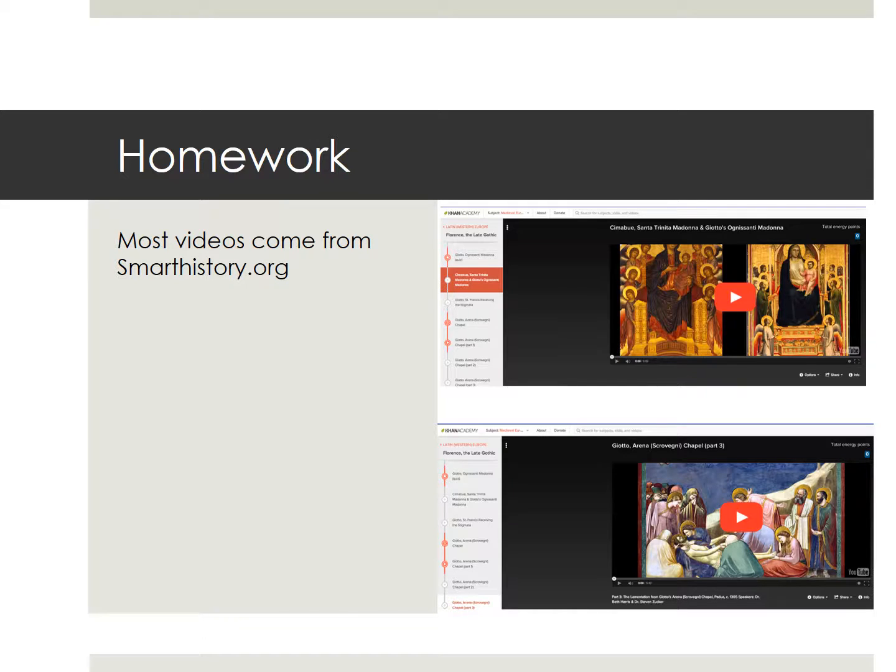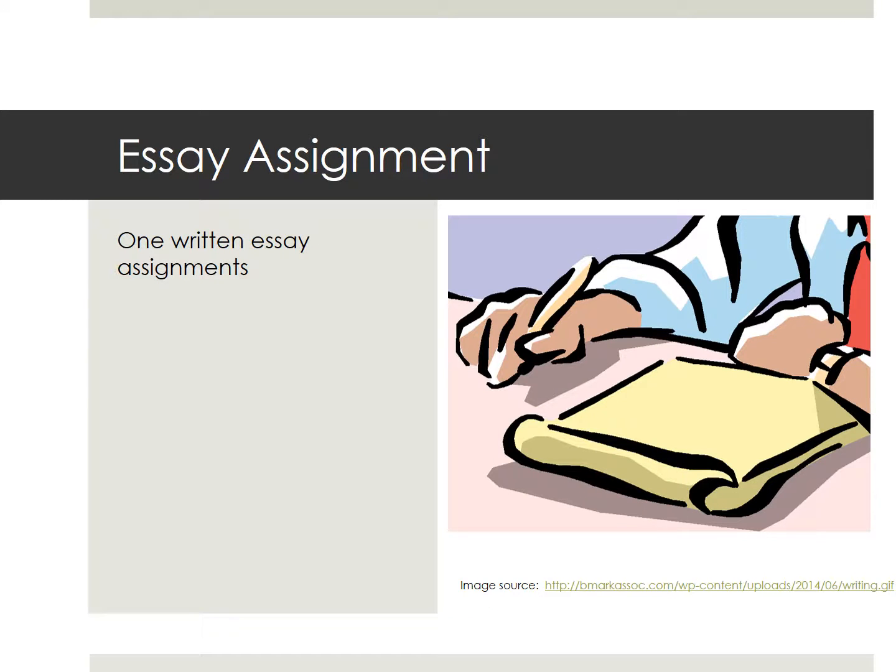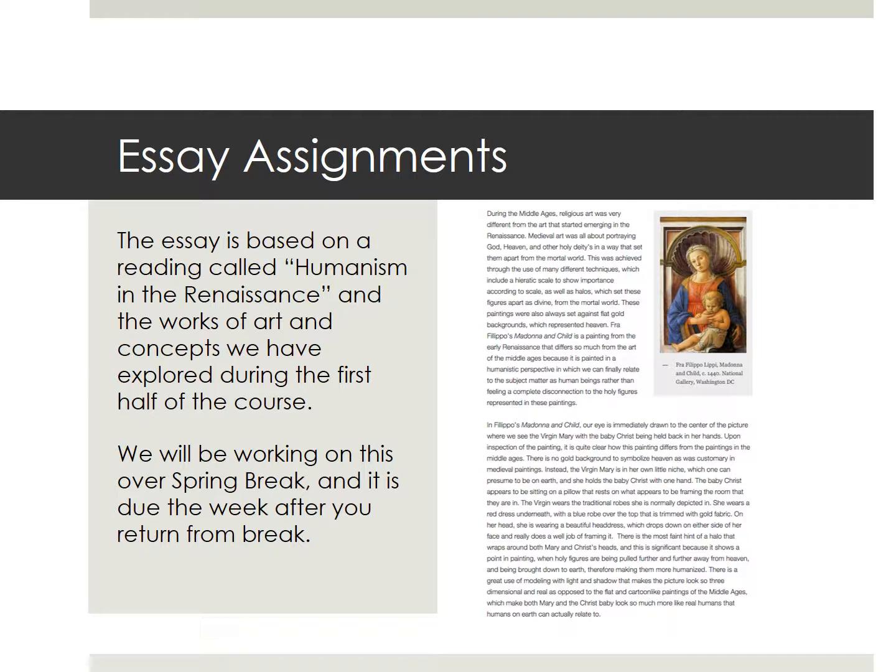Most of the videos that you're going to be viewing with the homeworks are from the Smart History website, so just get familiar with that website a little bit and be ready for most of those videos from the Khan Academy of thesmarthistory.org. You do have one written essay assignment this semester. This is the visual analysis essay. It's based on a reading called Humanism in the Renaissance and the works of art and concepts we've explored during the first half of the course.